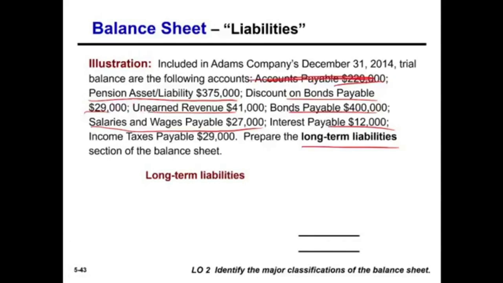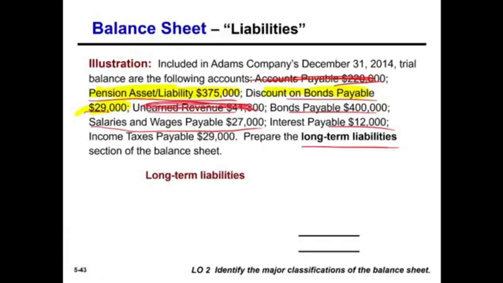Pension liability. Generally speaking, when a company has a pension liability, it's definitely not in the short term, because this is planning for the future. Discount on bonds payable. Generally speaking, bonds payable are long-term debt, and the discount on them is a contra liability, which is also long-term debt.